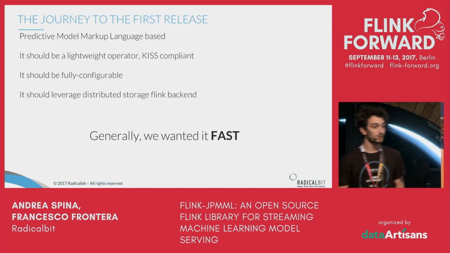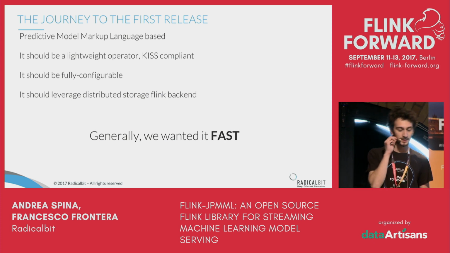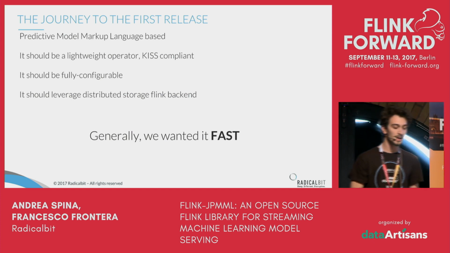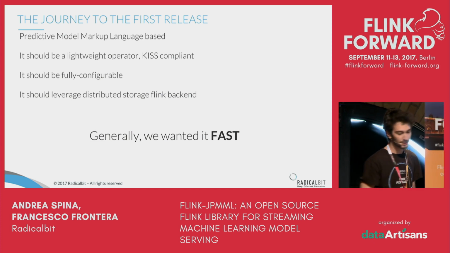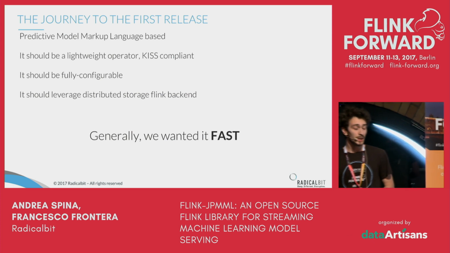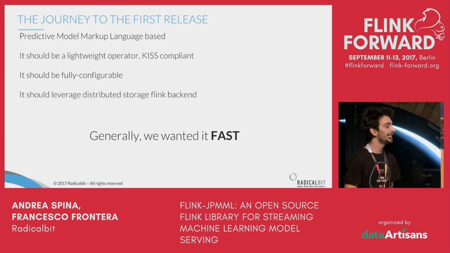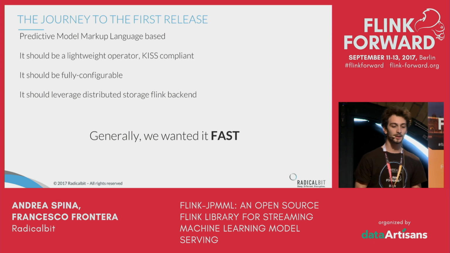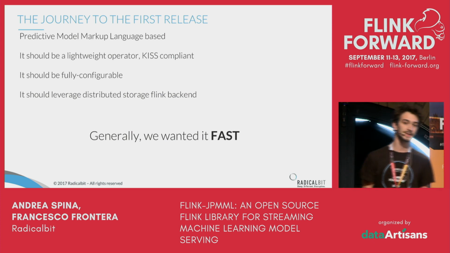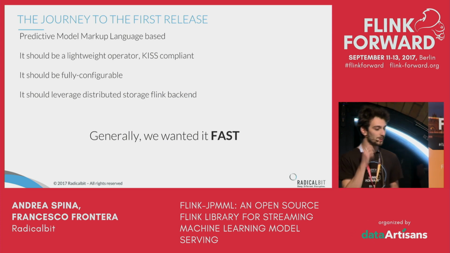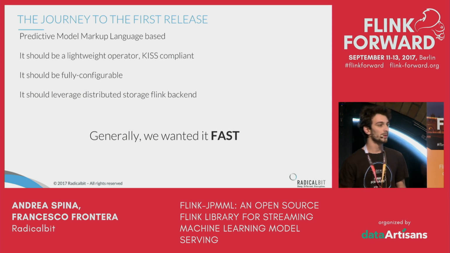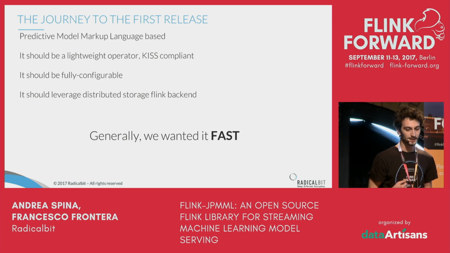For the first release, the main point of this version was a PMML-based model. We opted for PMML because it's fully configurable, easy to use, and already used in the real world. PMML has an XML-based format, and it's designed for machine learning pipelines by functions declared inside the XML. So we used the JPMML wrapper in our library to handle this. And the idea is to start from something very well known and standard, and move on to generalize the feature.